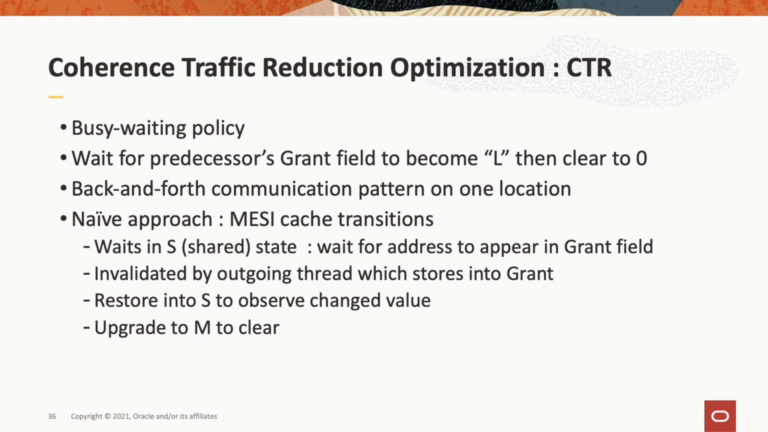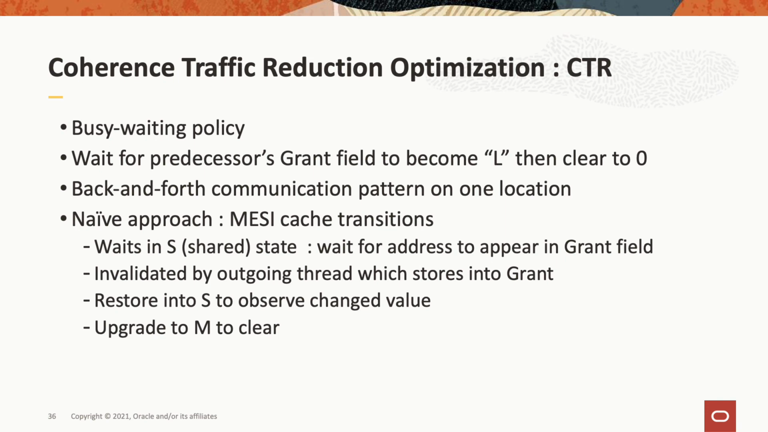We'll assume momentarily that we have a simplistic MESI (modified, exclusive, shared, invalid) cache protocol. The thread busy waiting waits in shared state, in S state, for the address of interest to appear in the predecessor's grant field. At some point, the predecessor writes the value of interest into the grant field. Therefore, it invalidates the line from the waiting thread. Then, the waiting thread pulls the line back in with a cache miss to restore the line into S state to observe the changed value.